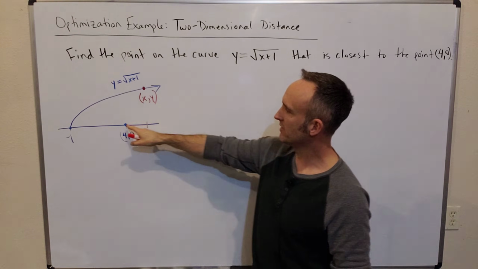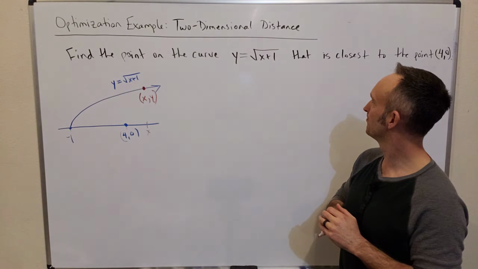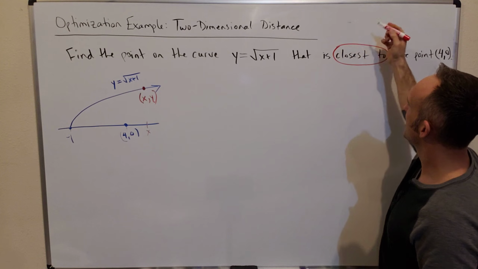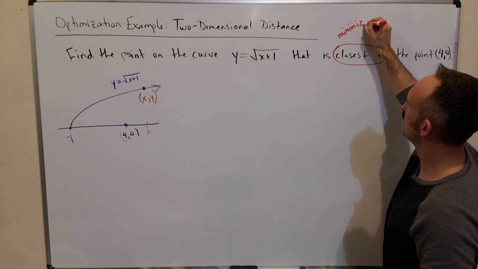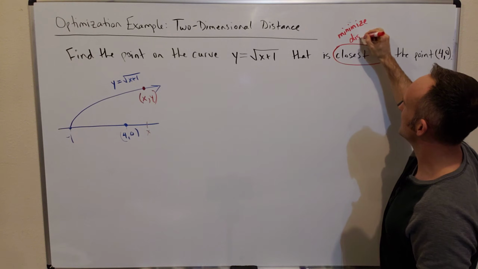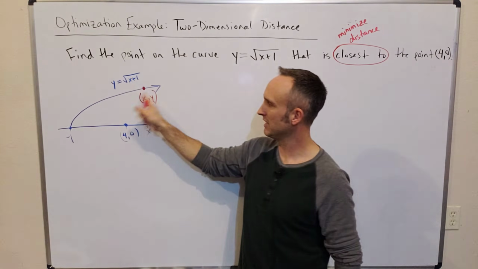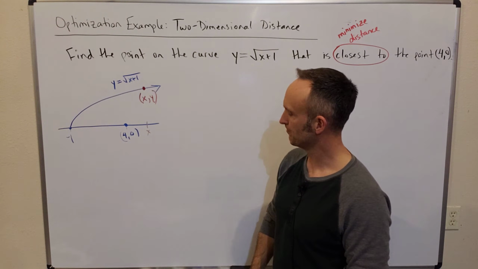So we're trying to find the distance between those points and make that as small as possible. So when we say closest to, in this case, that's telling us we want to minimize distance. So we need to find a way to calculate the distance between those 2 points.